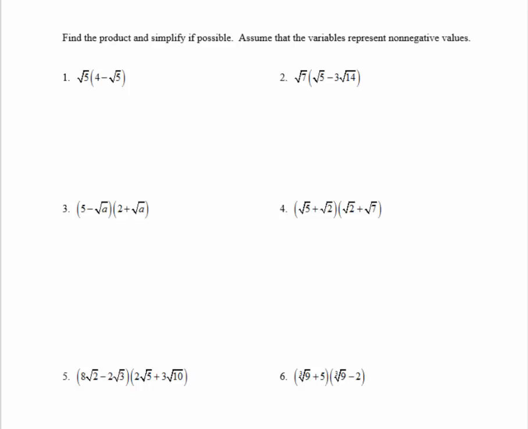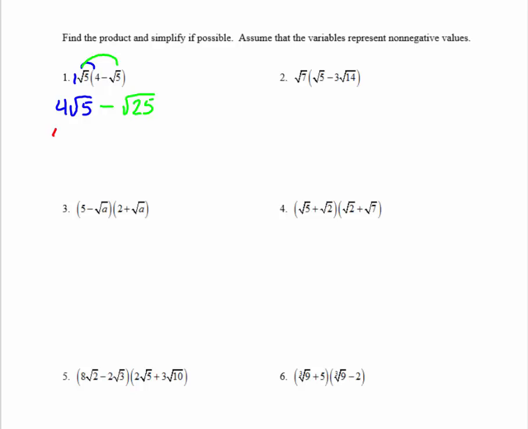So for example, number 1, we have the square root of 5 times 4 minus the square root of 5. So when I distribute the square root of 5, there's really a 1 in front of that square root. So the 1 and the 4 get multiplied, and I get 4 square root of 5. Minus the square root of 5 times the square root of 5. Since they both have an index of 2, we can multiply the 5 and the 5 underneath. So the square root of 5 times the square root of 5 is the square root of 25.